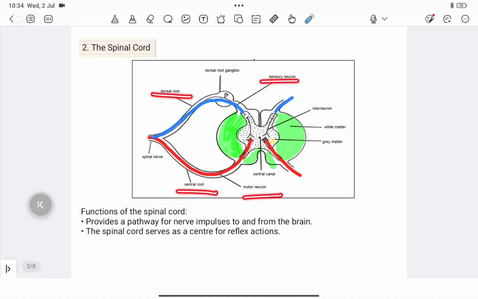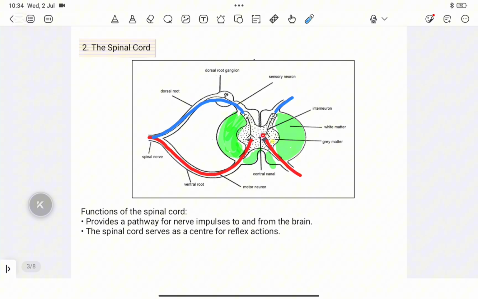Dorsal root surrounds the sensory neuron. Please do not make that mistake. Then here we have the spinal nerve. This side and this side is basically a copy and paste of what we looked at there. So the part that I highlighted as green, that is what we call white matter. And the part that has all these dots there, that is what we call gray matter.